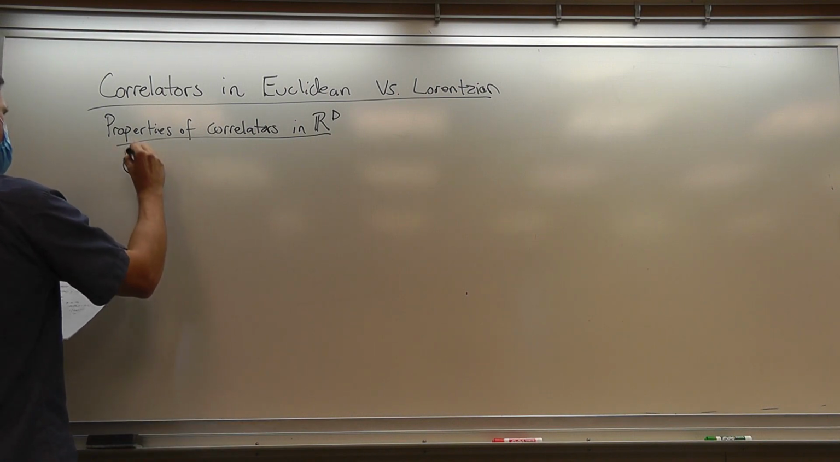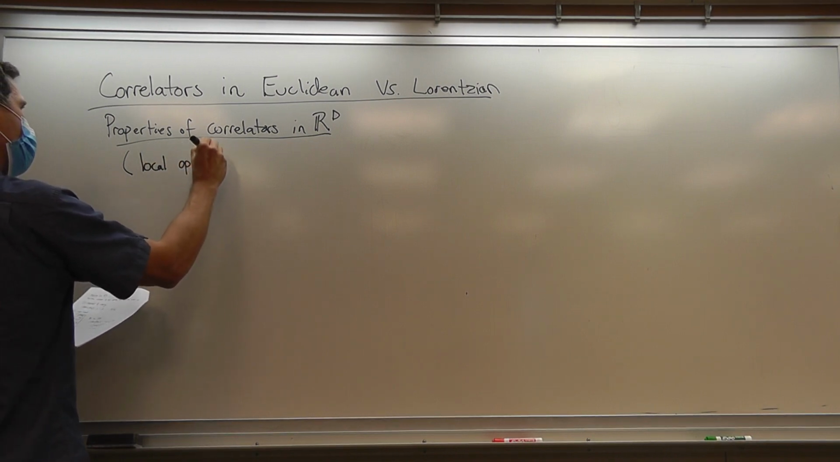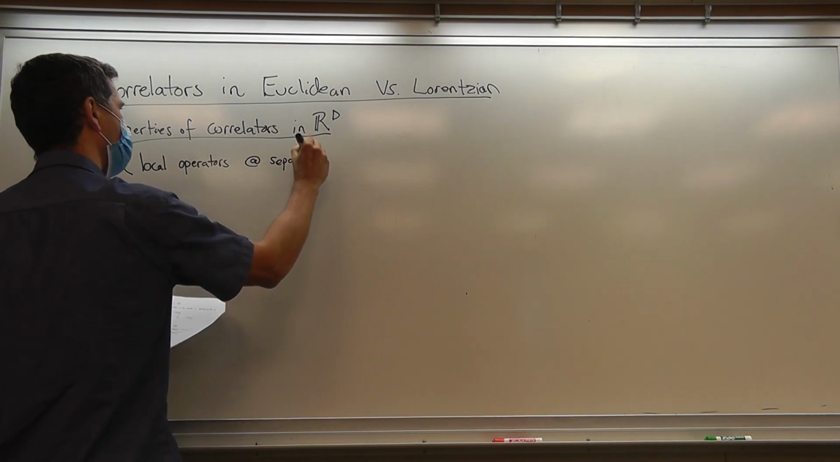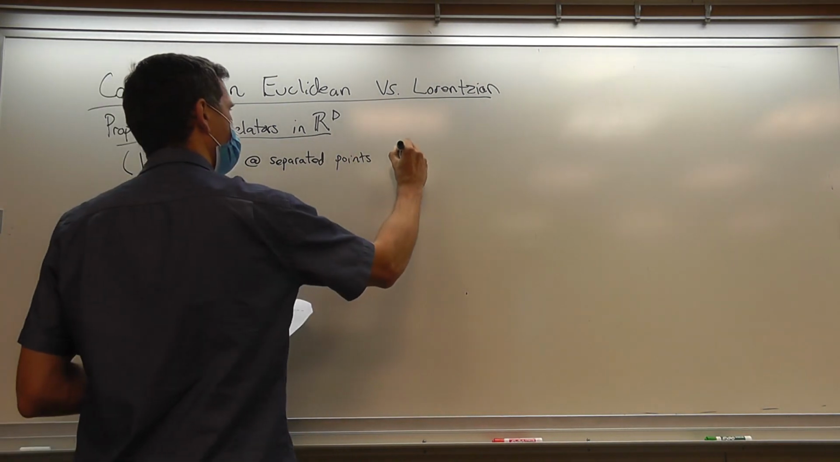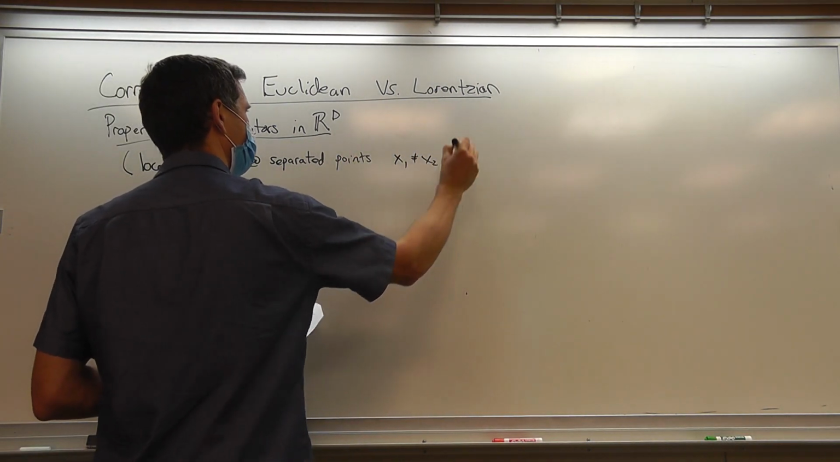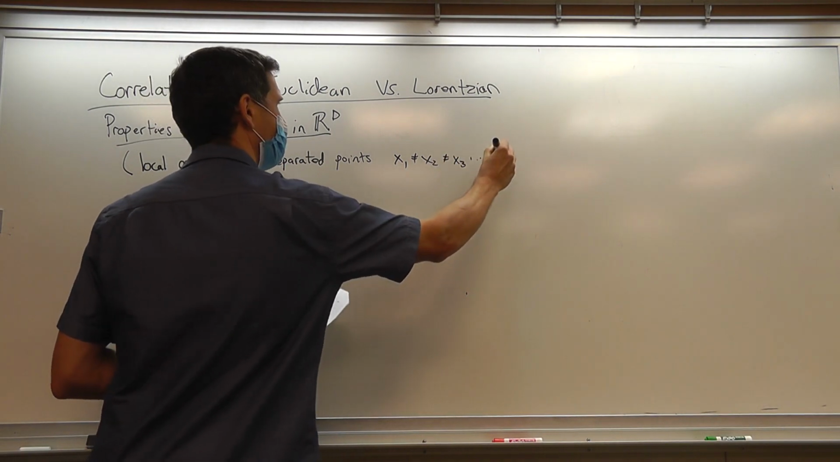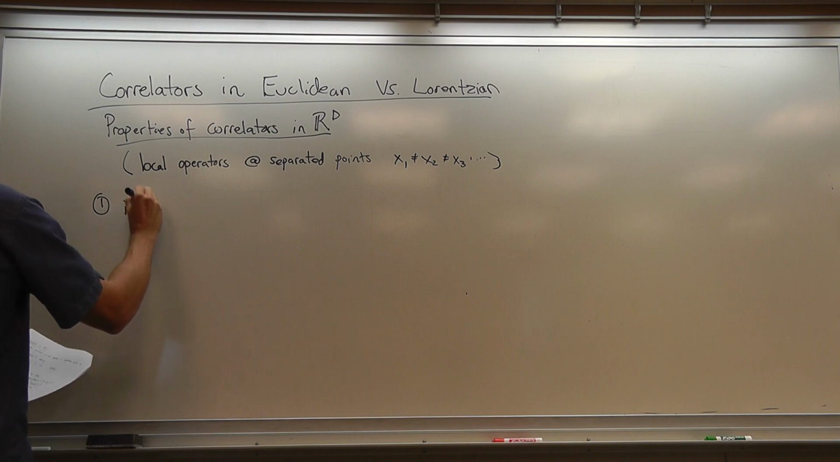I'm assuming that these are local operators, correlators of local operators at separated points, x1 not equal to x2, not equal to x3, etc. In other words, there can be interesting and important delta functions that don't obey the properties I'm going to describe. Okay, so first of all, they're independent of ordering.